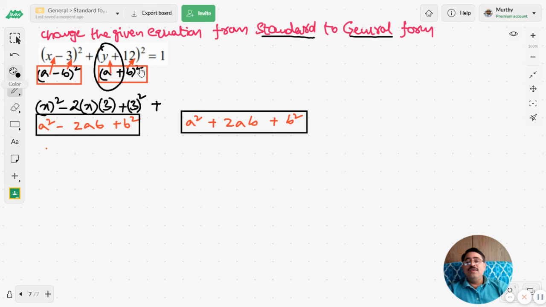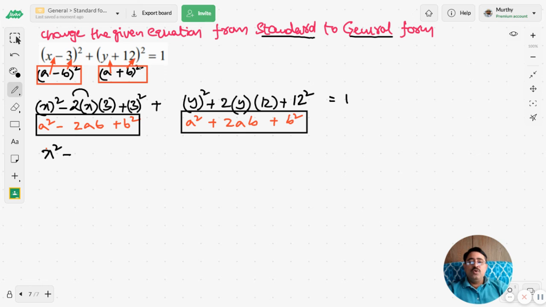Plus A value, which is Y, 2 times, I see 2AB, therefore A value is Y, B value is 12, plus B square. B square means 12 square equals 1. So X square minus 2 times X, 2X times 3, that gives me 6X, plus 3 square. 3 square is 9, plus Y square. 2 times Y, 2Y, 2 times 12, that is 24. Y plus 12 square is 144.